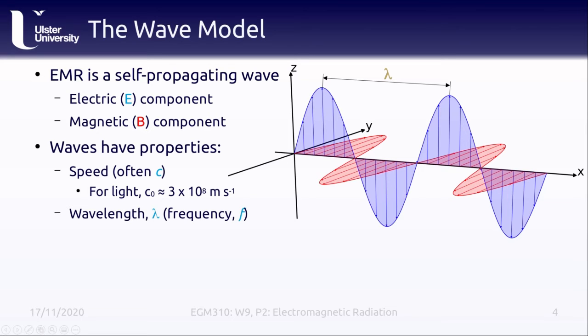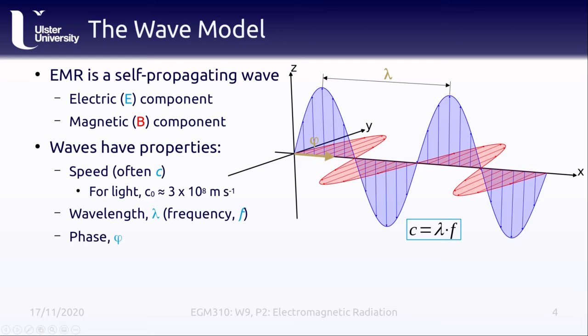We can also define the wavelength of an electromagnetic wave as the distance between one full cycle. This can be measured between successive peaks, as shown here, or between successive troughs, or the distance between points where the electric component is 0. Another important property is the frequency, usually denoted f, of the wave. This is the amount of time it takes to go through a single cycle. The wavelength and frequency are both related to the speed of the wave according to this equation here. The speed of the wave is just the wavelength times the frequency.